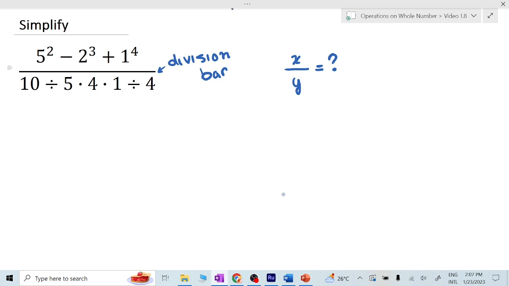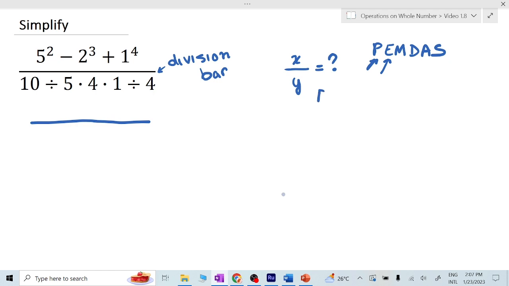Now, from the order of operations, on the numerator, we have 5 squared minus 2 to the third power plus 1 to the fourth power. If you're going to bring PEMDAS here on the right side, I'm going to use this side as some notes. You see here, first, we're going to solve parentheses, then we're going to solve exponents. We don't have parentheses here, so go ahead and solve the exponents.